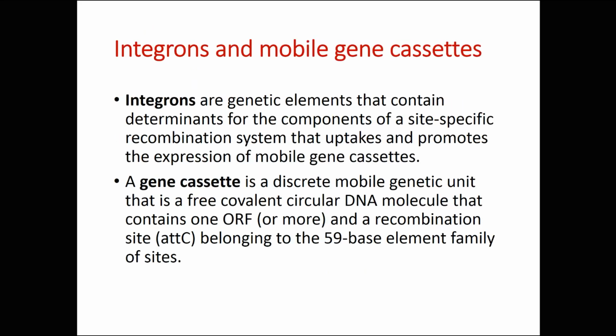Integrons and mobile gene cassettes. Integrons are genetic elements that contain determinants for the components of the site-specific recombination system, which then uptakes and promotes the expression of mobile gene cassettes. The gene cassette is a discrete mobile genetic unit that is a free covalent circular DNA molecule that contains one or more than one recombination site, belonging to the 59 base element family of sites.